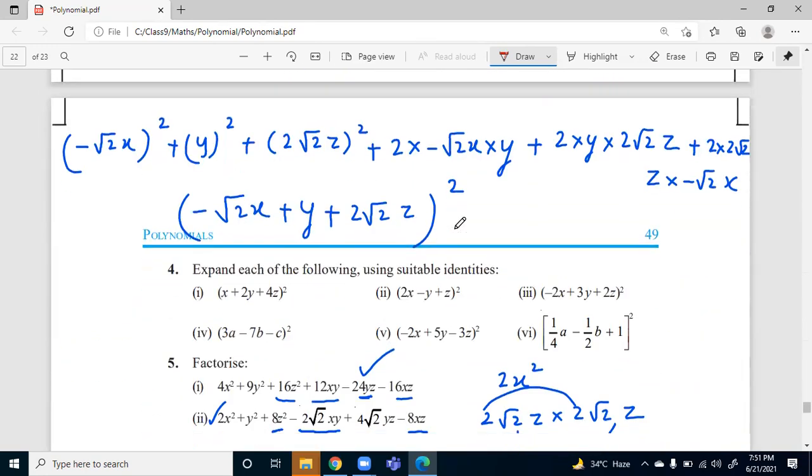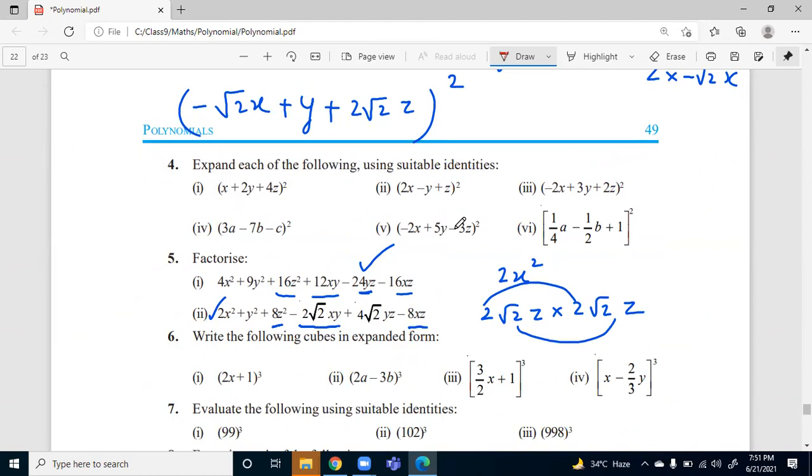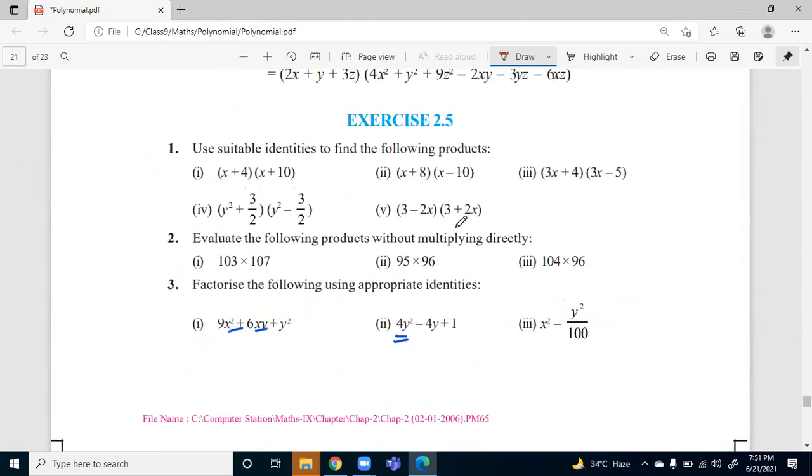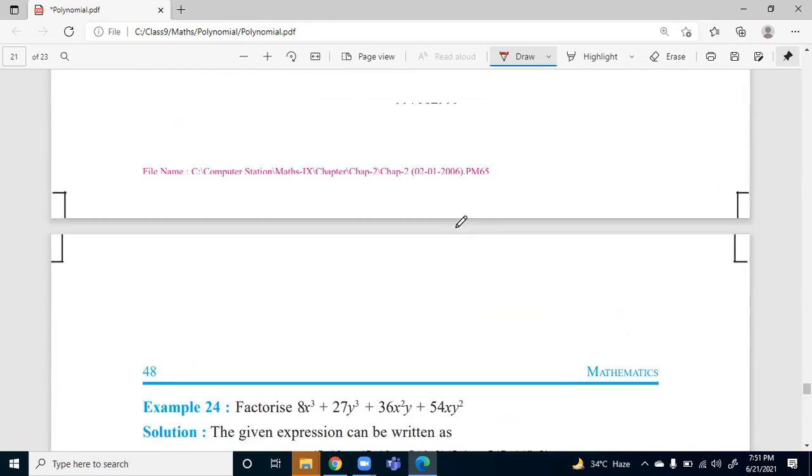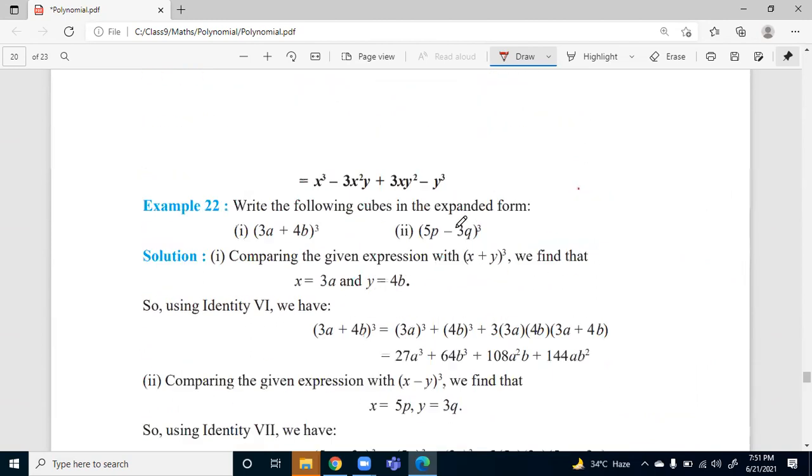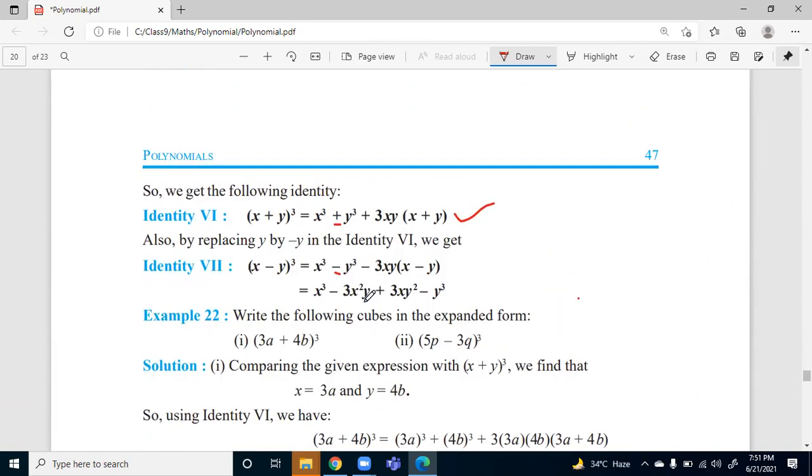Ma'am, in our school it is a cube plus 3a square b plus 3ab square plus b cube. Yeah, ma'am, so that is the next step. So you can remember as you want. That is the next step. Leona, can you see that is the next step? So it's up to you.